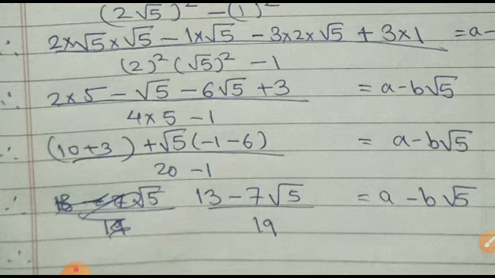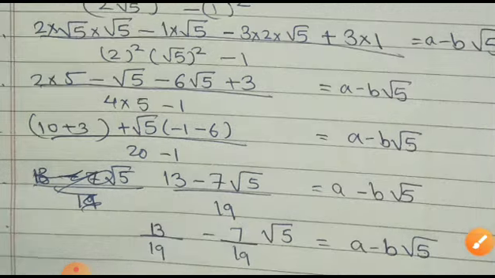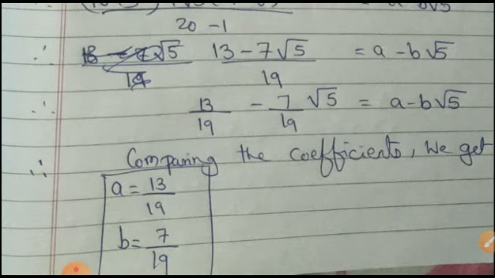root 5. Yes, after this, what is my step? I cannot now write directly the values of A and B. Next step is, since I have a denominator, just have it as a separate division. So 13 by 19 minus 7 by 19 root 5 is equal to A minus B root 5.